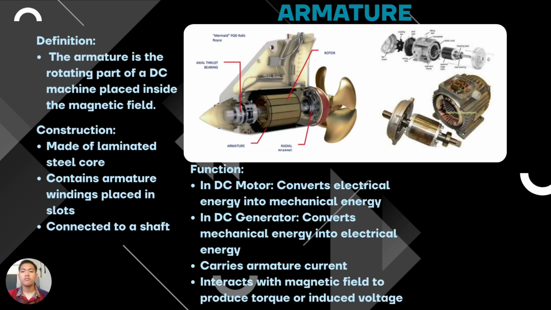So let's check it out. The first component is the armature. The armature is the rotating part of the machine. It is placed inside the magnetic field. It is also made of laminated steel and contains windings. In a DC motor, the armature receives electrical energy and changes it into mechanical energy, which makes the shaft rotate. In a DC generator, the armature rotates because of mechanical input and produces electrical energy. So, the armature is the main part where energy conversion happens.